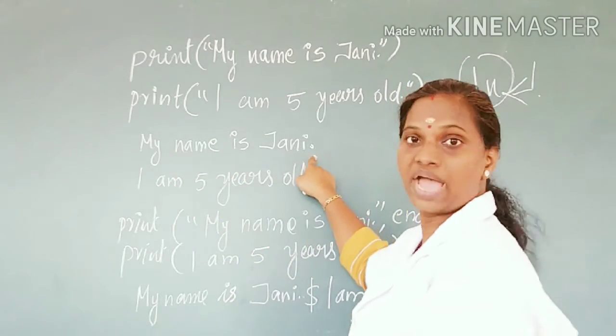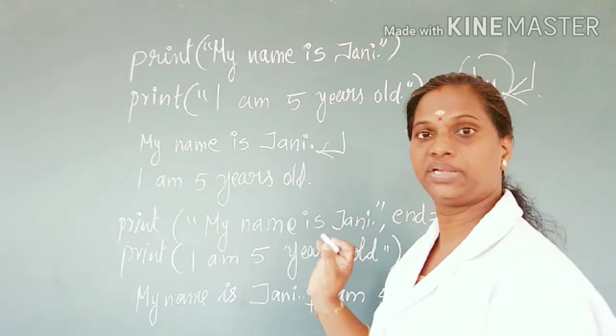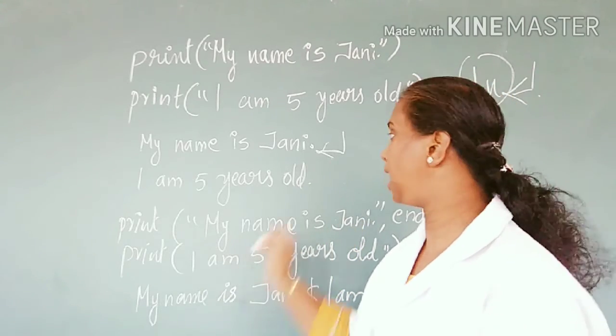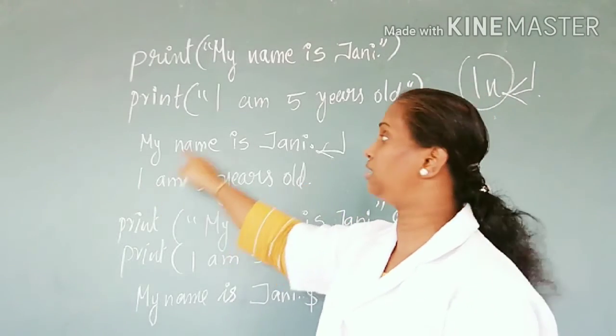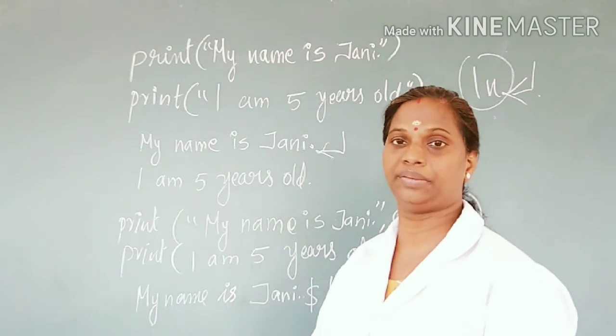First, my name is John. Then the new line character will be added here, the enter character, the enter key. The new line character will be added here. That's why the next statement will print on the next line.